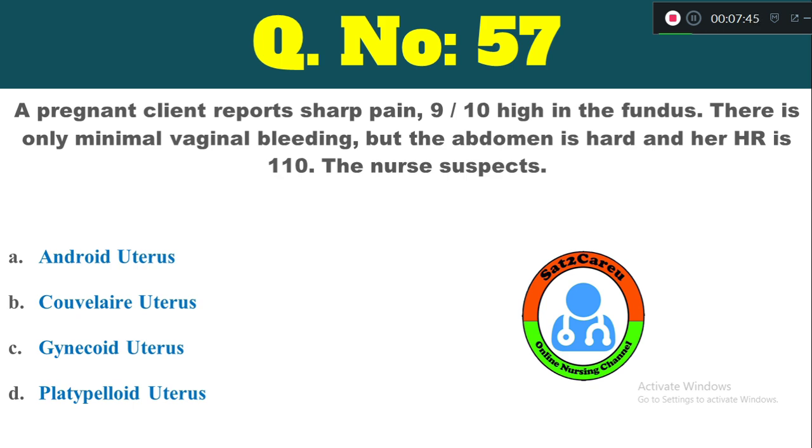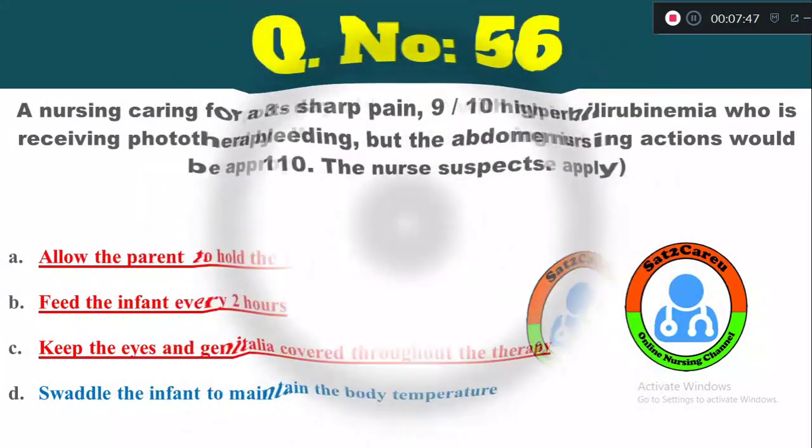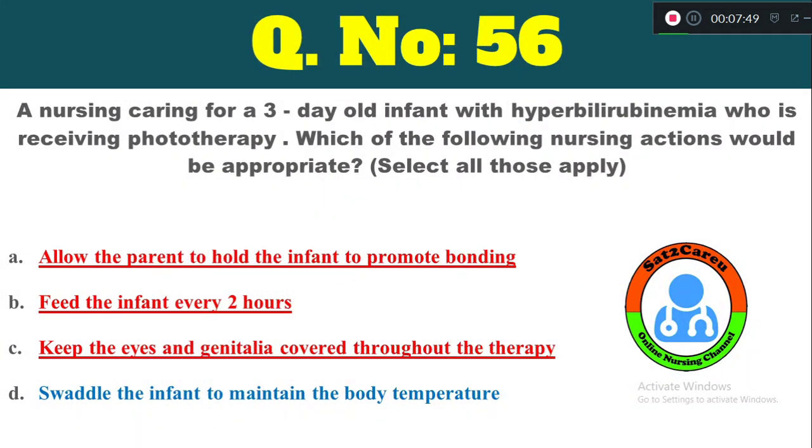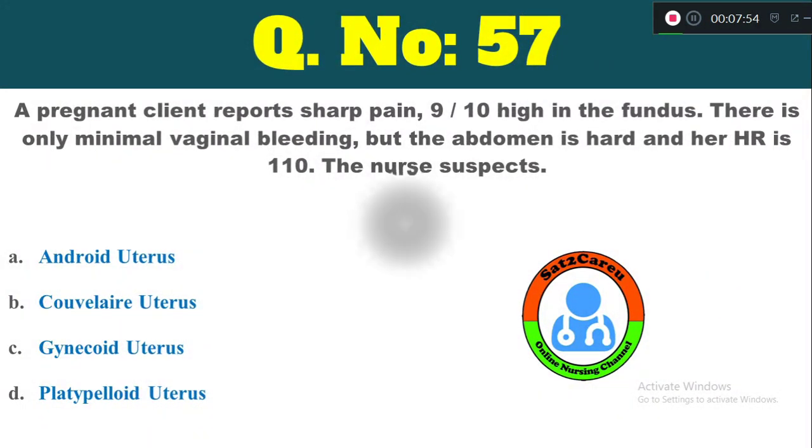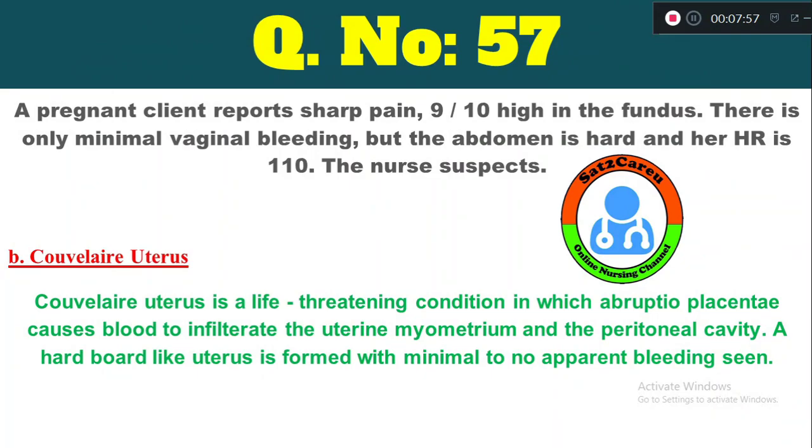The right answer is option B, cavalier uterus. This cavalier uterus is a life-threatening condition in which abruptio placenta causes blood to infiltrate the uterine myometrium and the peritoneal cavity. A hard board-like uterus is formed with minimal to apparent bleeding seen in this client with cavalier uterus.